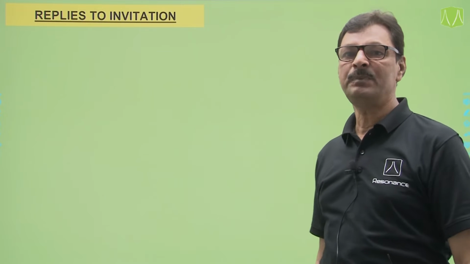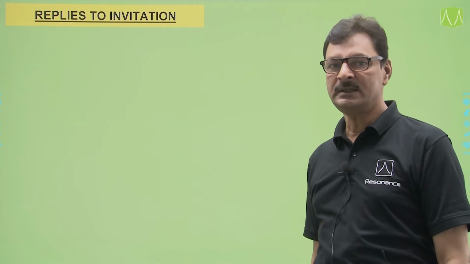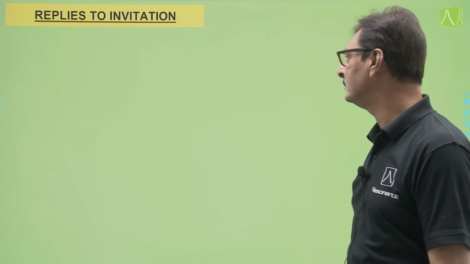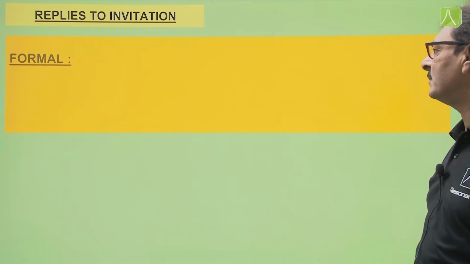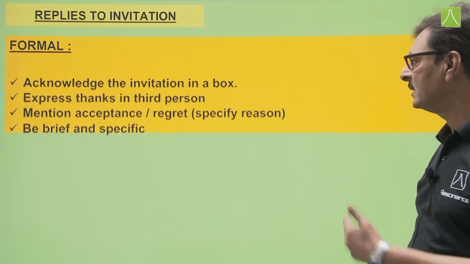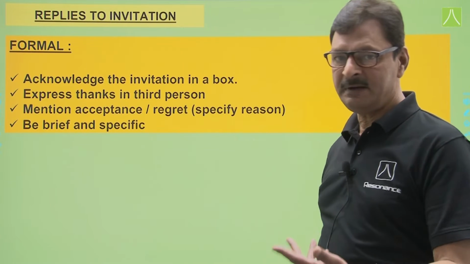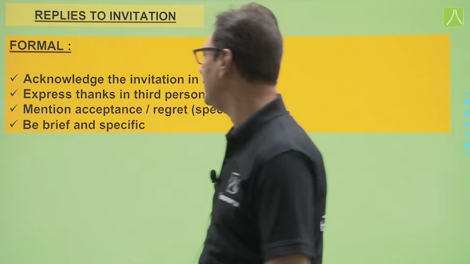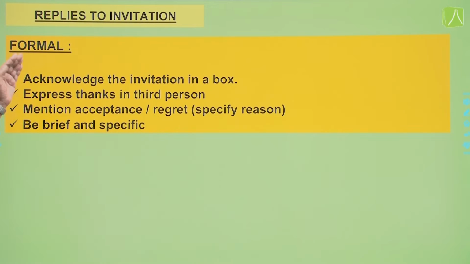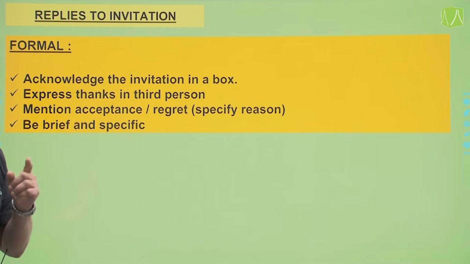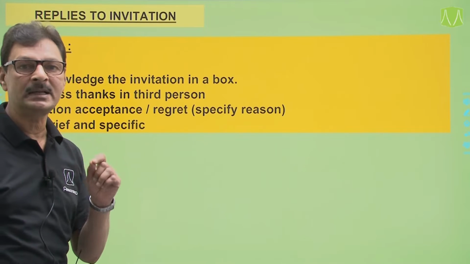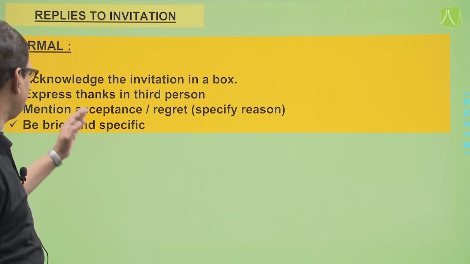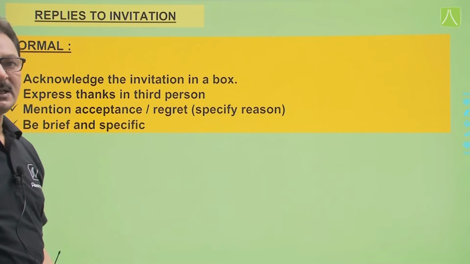Moving on to the replies to the invitation. The points that you have to keep in mind for formal as well as informal are, first we'll take up the points for formal invitation. The things you have to keep in mind, invitations are always in the box and the reply to the invitation also will be in the box. Express the thanks in third person. Please remember this. You have to put up this invitation ka reply in the third person. Mention the acceptance or the regret.